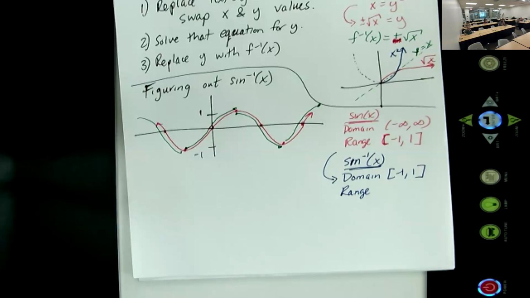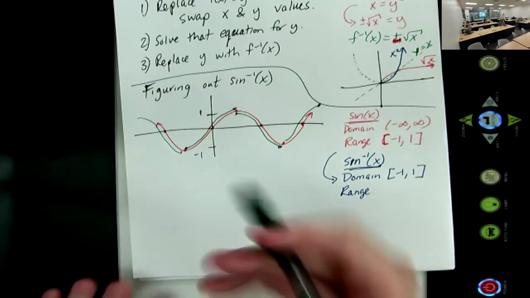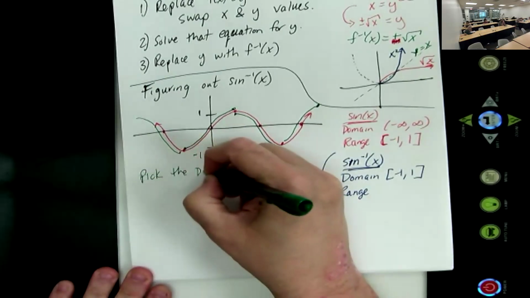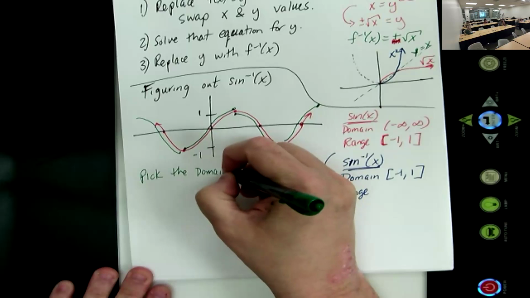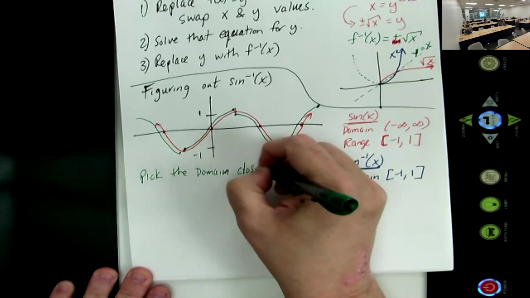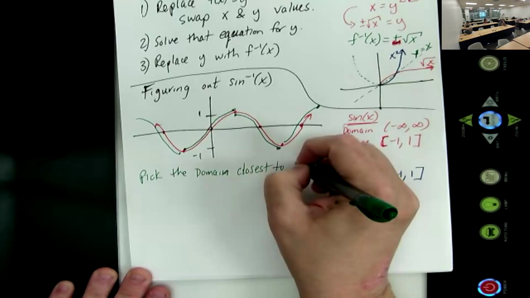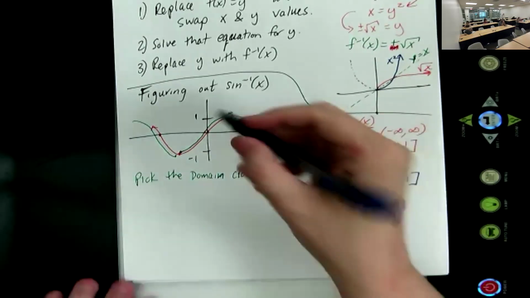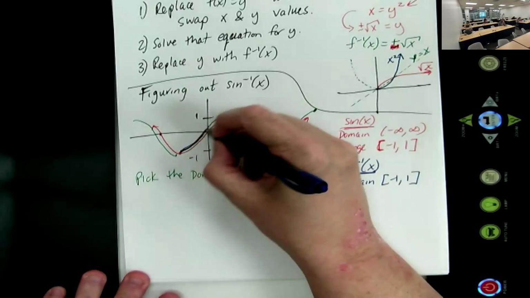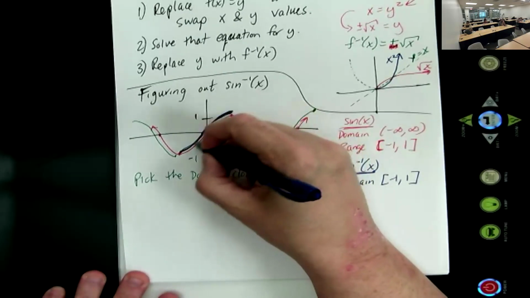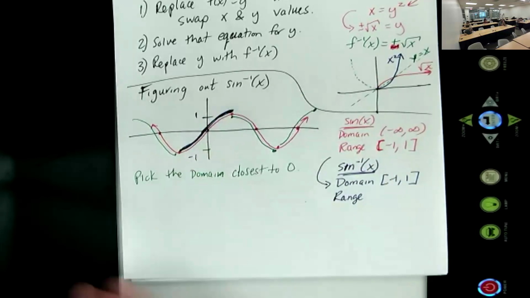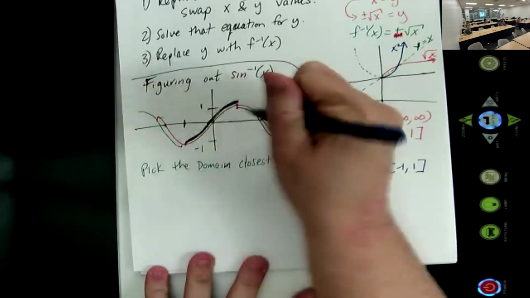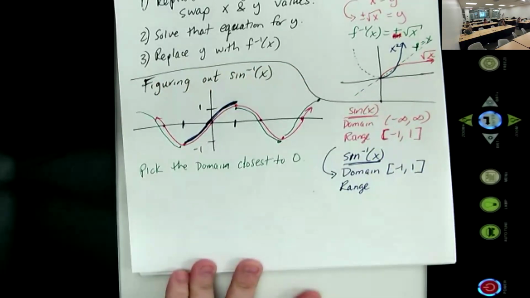So what they do is they pick the domain closest to 0. So we are going to go with this one. X equals 0 is right there. We're gonna pick that range here. What is that value there and what is that value there?